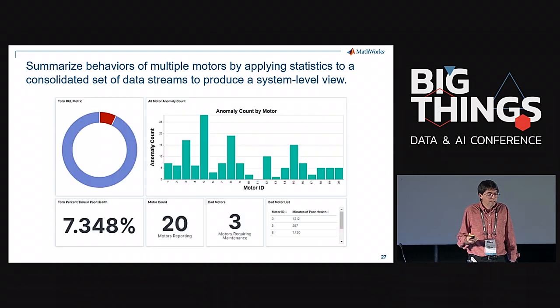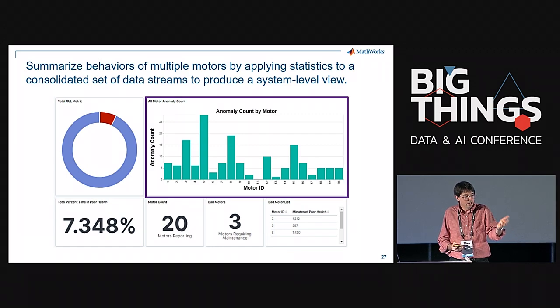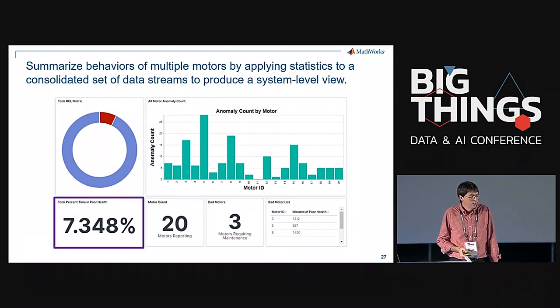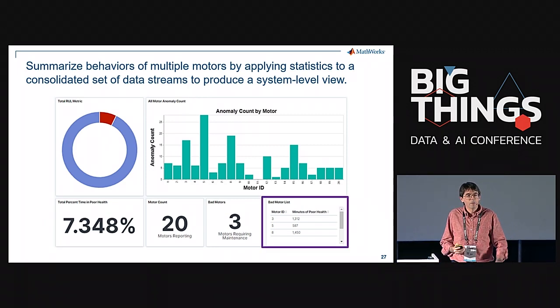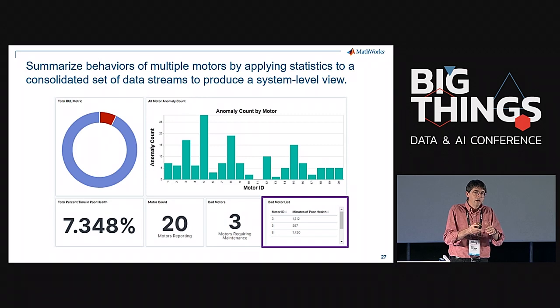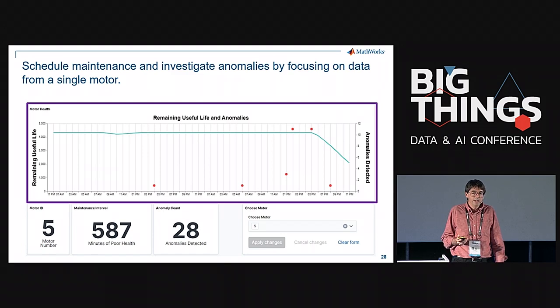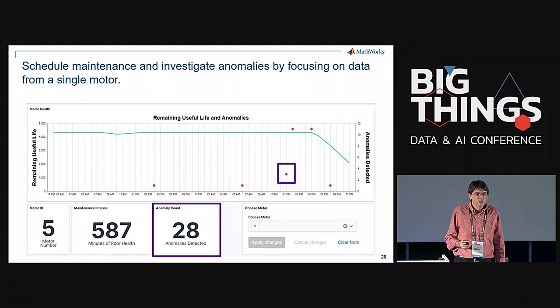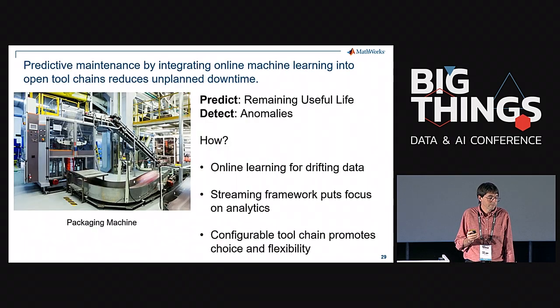And speaking of the dashboard, here it is at last, populated with real data. You can see here the anomaly count for each motor, the amount of time that the entire fleet has spent in declining health, and there's a table of the motors who are nearing the end of their remaining useful life. To focus in on an individual motor, we have a second dashboard. Here you can see the remaining useful life, that's the graph, and the number and time of any anomalies that we detected. So that's it. Our first version of the application is complete.